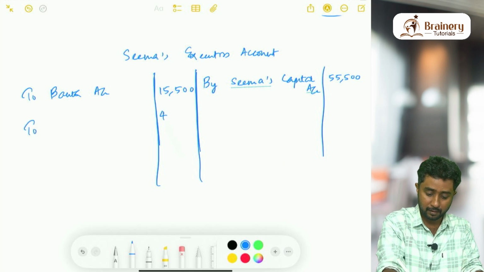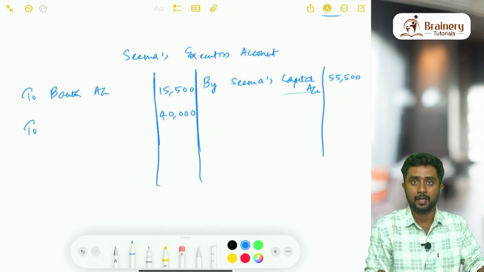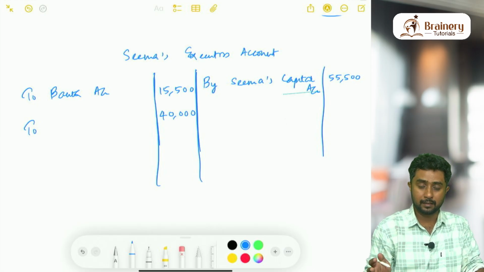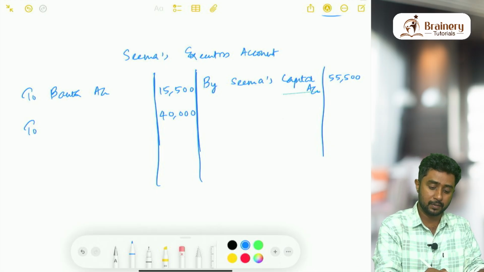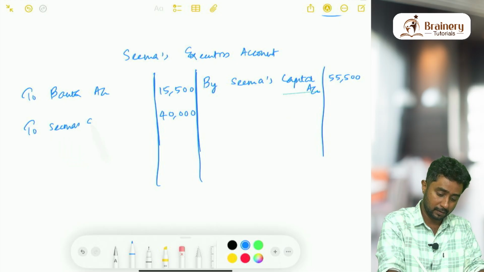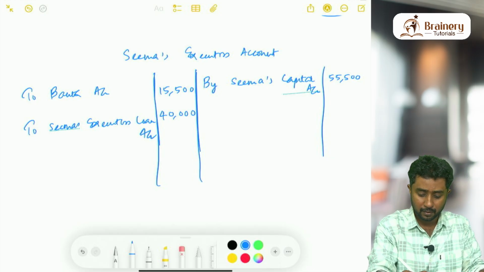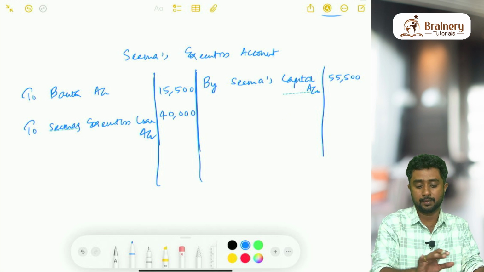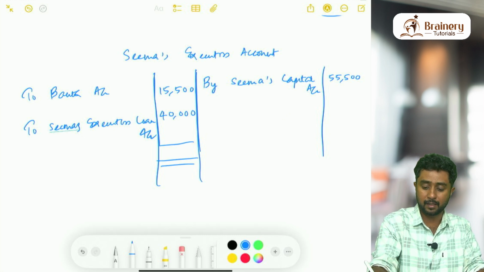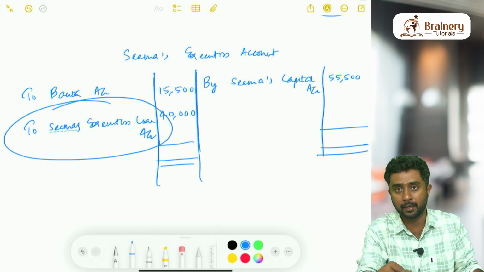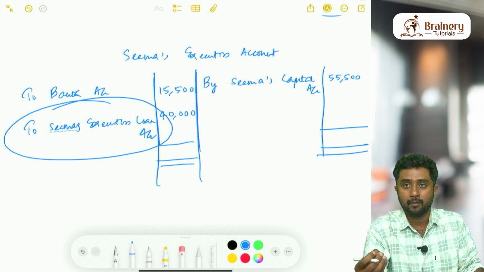There is one amount, still 40,000, that we have to pay to the executor. What are we going to record it as? Since they are not specifying anything about the payment of this 40,000, we will keep it in a separate account. That account's name is Seema's Executors Loan Account. There are different approaches to how to treat this amount. One of the common approaches is what we are discussing: Seema's Executors Loan Account. We'll write it like this. The reason is, instead of writing this normally when we are preparing the executors account, whatever amount is remaining, we will be calculating interest for that.